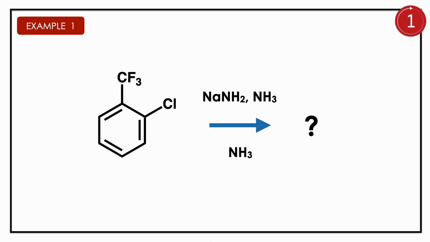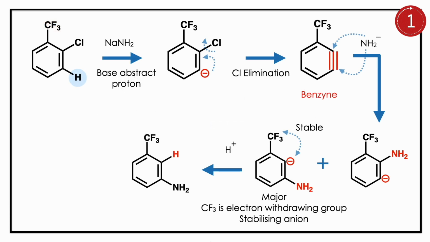Here you have trifluorotoluene with chlorine at the second position, an ortho substitution. You are reacting with sodamide and ammonia. You should find what the final product will be. Here you are using sodamide, which is a strong base. A strong base abstracts the proton, which leads to anion formation. The anion is unstable. A nearby chlorine group is there, and chlorine is a good leaving group. So the anion migrates and you have benzyne formation.